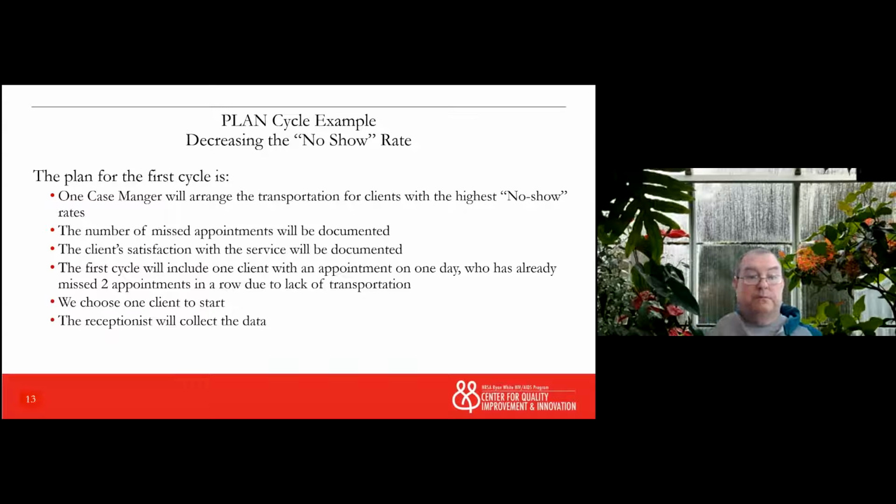We have a plan. And here's our plan. The case manager, who is involved in our improvement team, is going to be the person that arranges transportation. Someone's going to document the missed appointments, probably the case manager. Client satisfaction, which is another one of our step measures, that's going to be documented. Okay. And we've chosen to do just in the first cycle, one client on one day. And this client has already missed two appointments due to lack of transportation for no other reason.